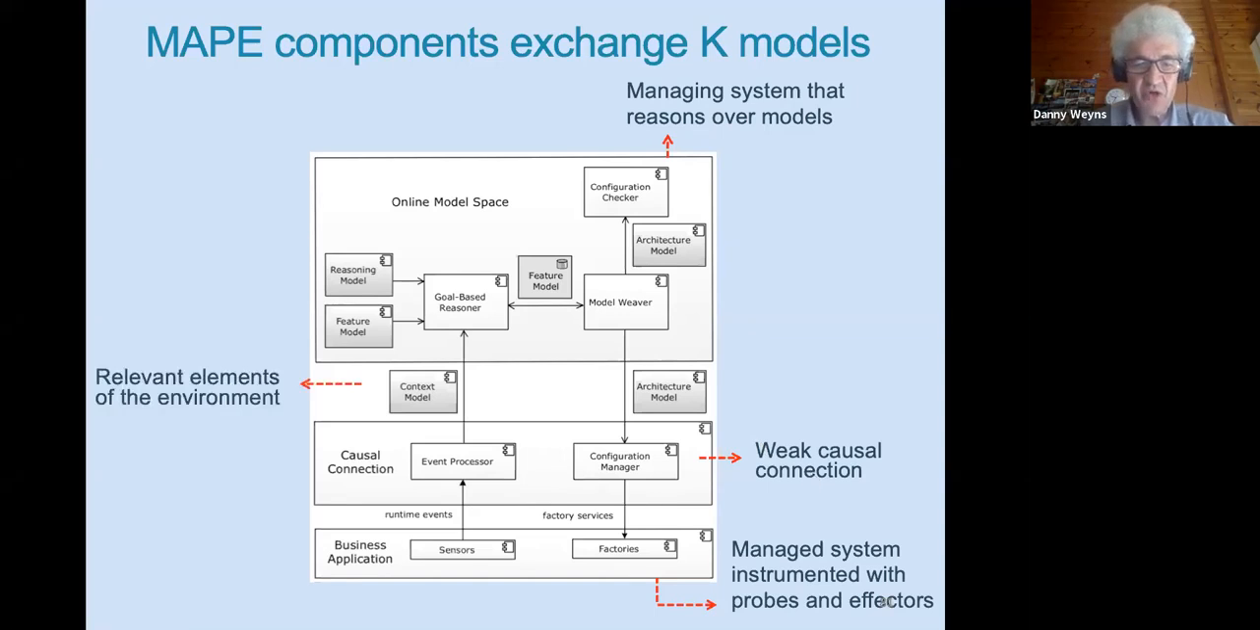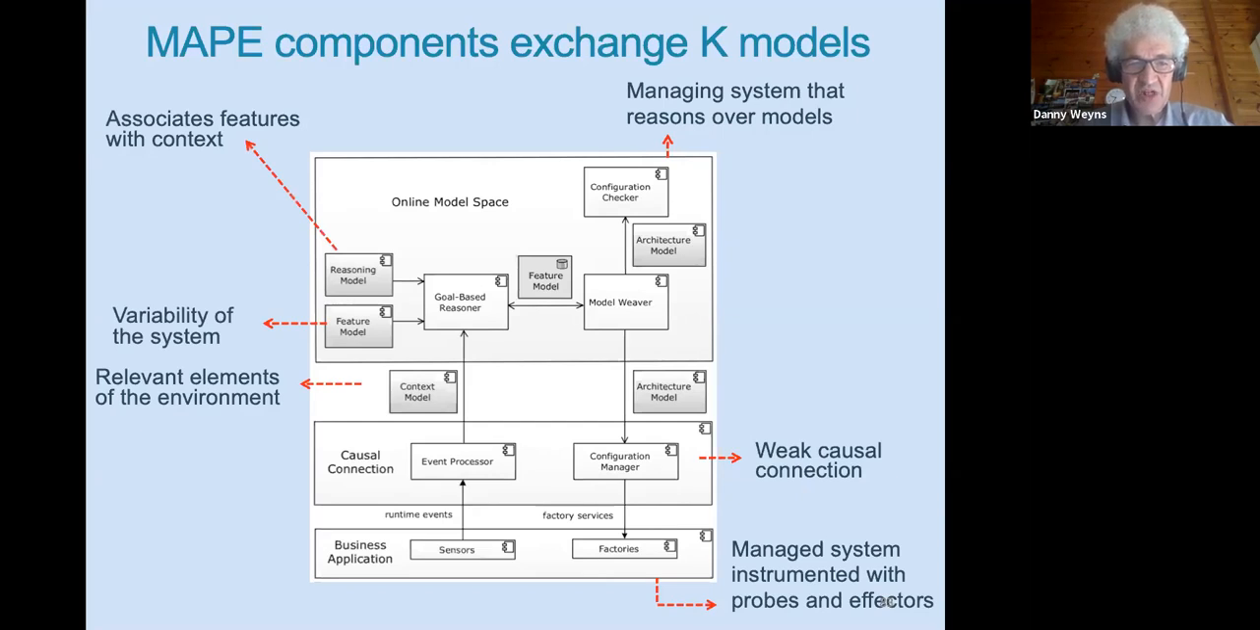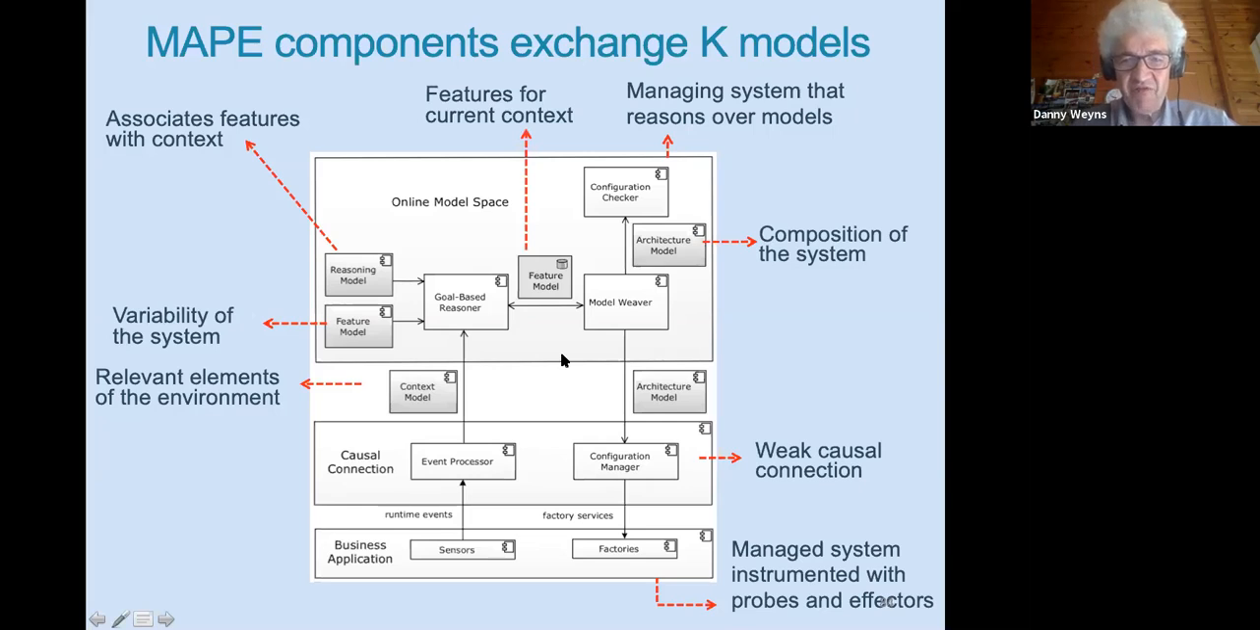Now let's look at these models to explain a bit what's going on here. The causal connection, the event processor, collects data from the environment, and all the relevant data, of course, is put together in what is called a context model. And then the goal-based reasoner has a feature model that represents the variability of the system, and a reasoning model that associates features with particular context. And then what the goal-based reasoner in the middle does is derive a feature model for the current context.